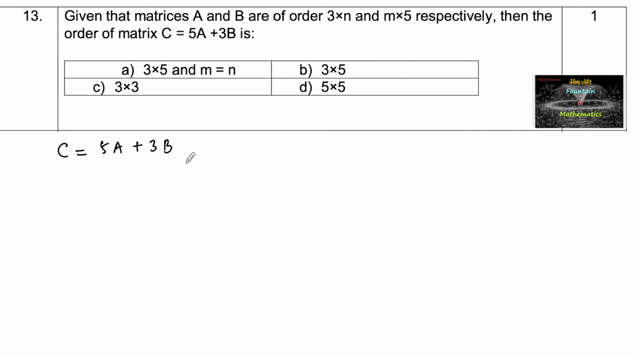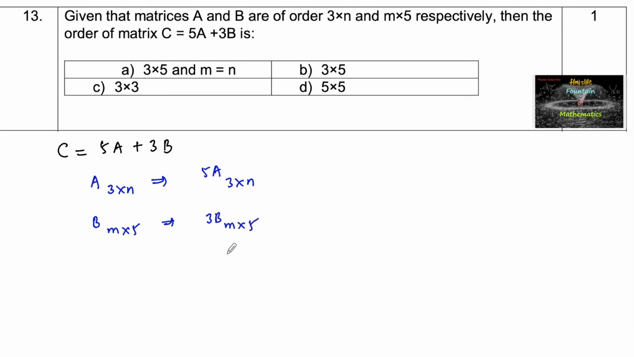And since we know that the sum of matrices is possible only when their orders are same. So here C is a matrix which is a sum of scalar multiplication of 5 times of A and scalar multiplication 3 times of matrix B. So if A is a matrix of order 3 by n, then 5 times of A is also of order 3 by n, and the order of B is given m by 5, then 3 times the matrix B order is also m by 5.